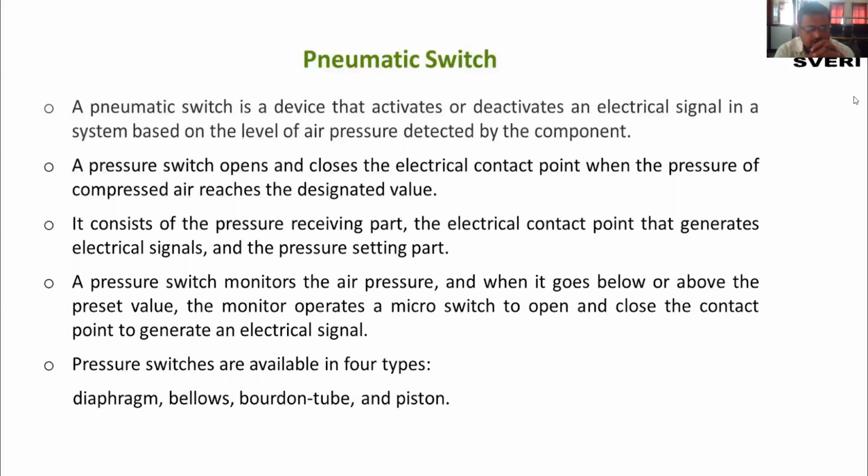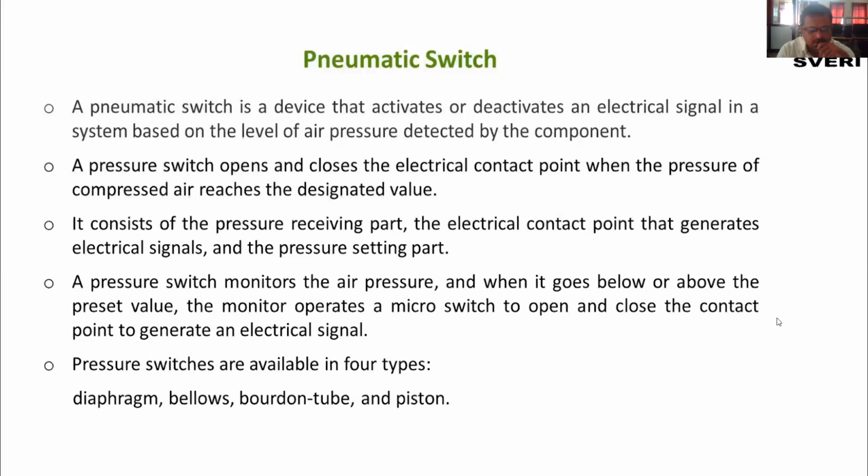Therefore, a pneumatic switch is a device that activates or deactivates an electrical signal in a system based on the level of air pressure detected by the component. A pressure switch opens and closes the electrical contact point when the pressure of compressed air reaches the designated value.